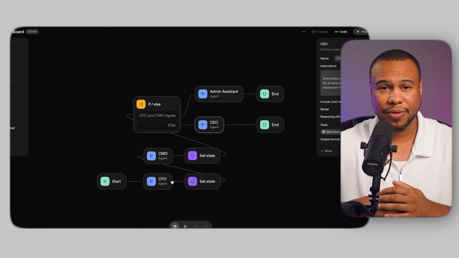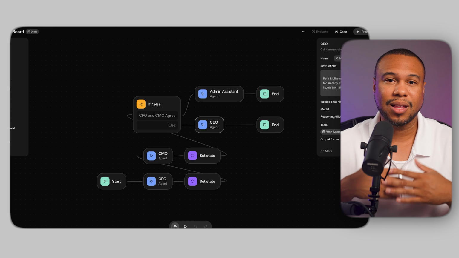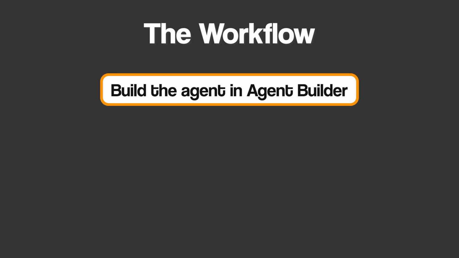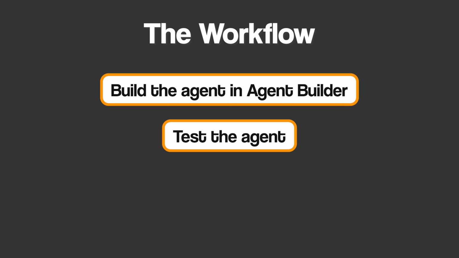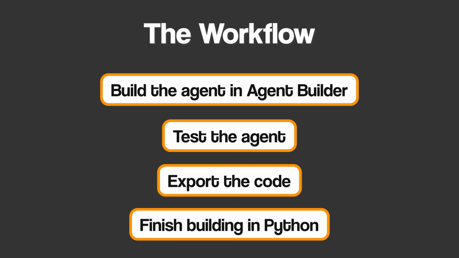And here's the killer feature. You can download the entire workflow as Python code using the OpenAI SDK. So the workflow is build your agent in Agent Builder's visual interface, test it, then export the code and finish building it in Python. It's made for developers who want to move really fast.